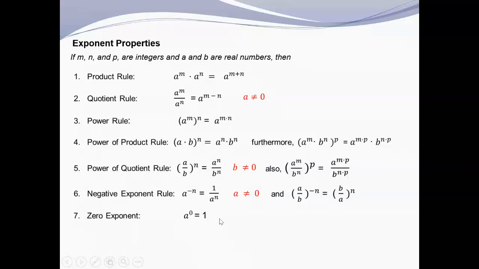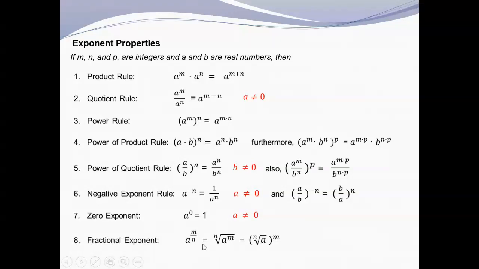The same concept. Number 7, the zero exponent property. Anything to the 0 power is equal to 1. In this case, a to the 0 power is 1. And again, a cannot be 0.